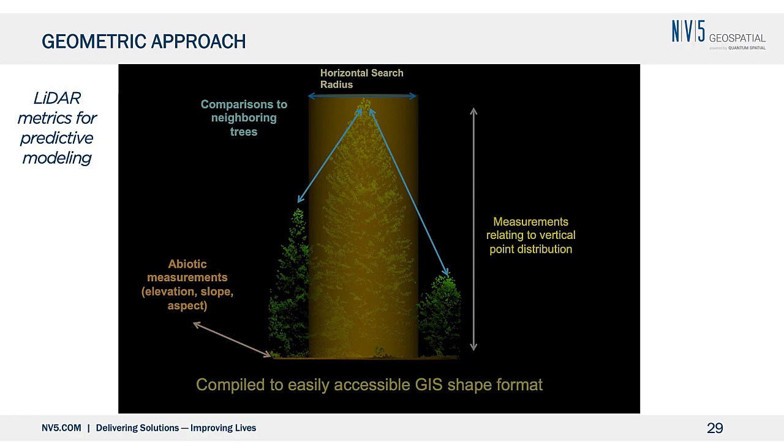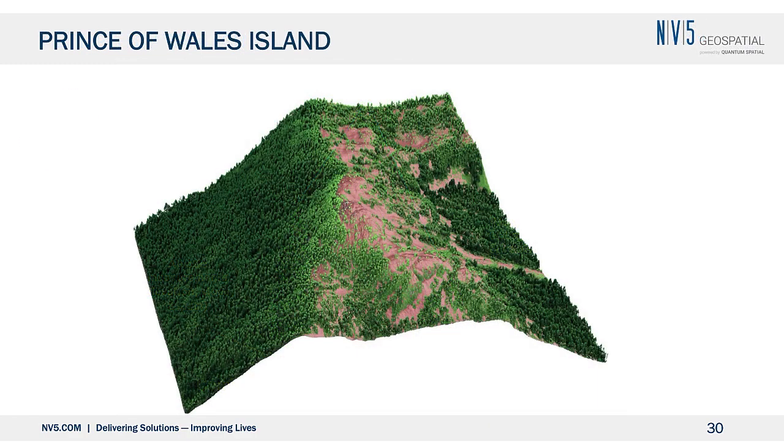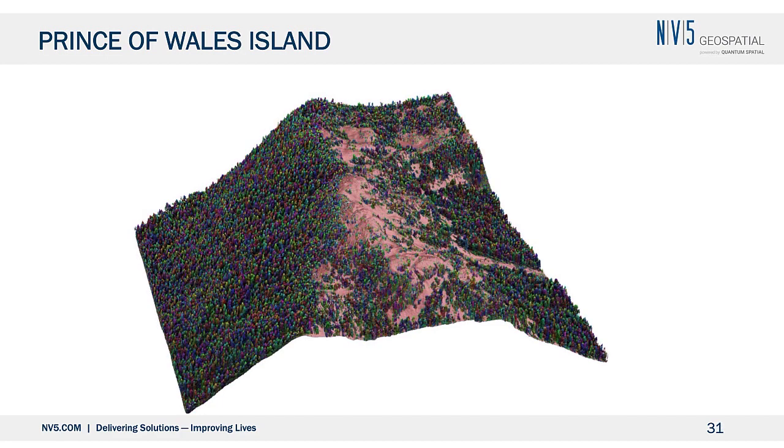So this gives you a little example of what a geometric approach would show you. This is an area in Alaska, obviously dominated by conifer trees. We can see the bare earth here. We can see the trees, this sort of three-dimensional picture. And then we can use this routine to identify each individual tree across the landscape. And this works pretty well for a lot of conifers.